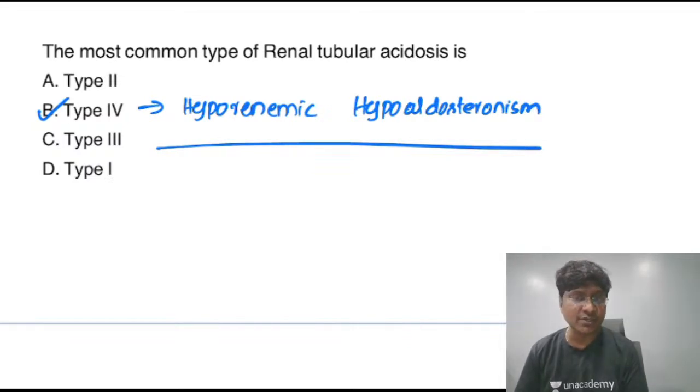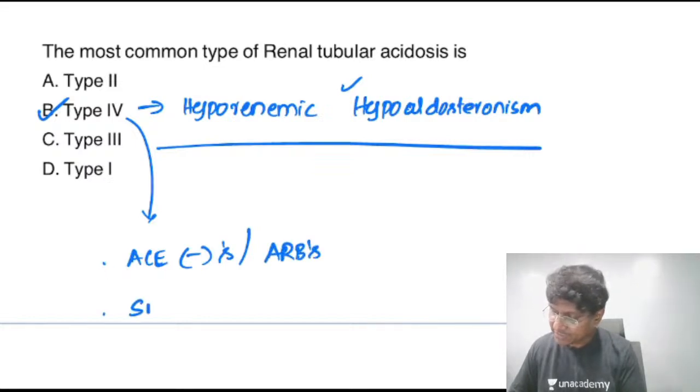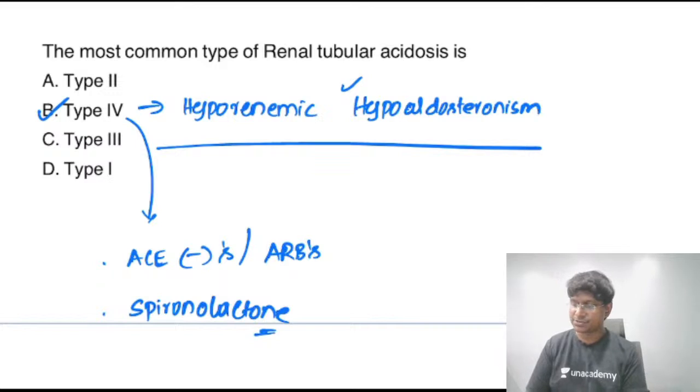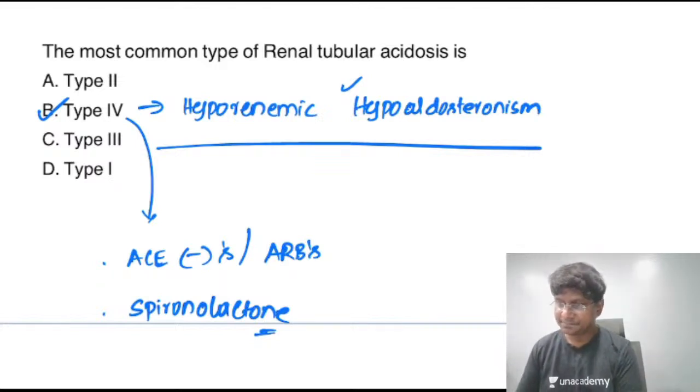Basically there is aldosterone deficiency or aldosterone resistance. That is type 4 renal tubular acidosis. The etiologies are drugs like ACE inhibitors or angiotensin receptor blockers, and aldosterone antagonists like spironolactone. These can cause type 4 renal tubular acidosis. Yes, the answer is B, in the sense that type 4 is most common.